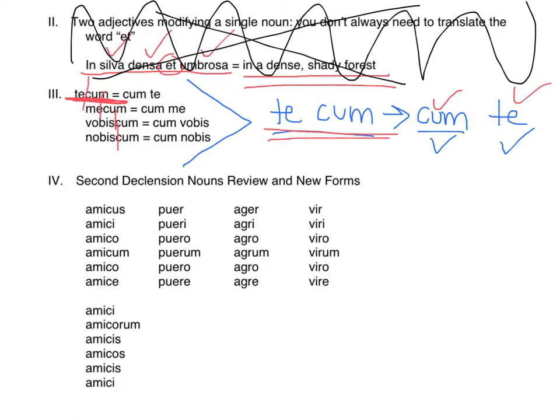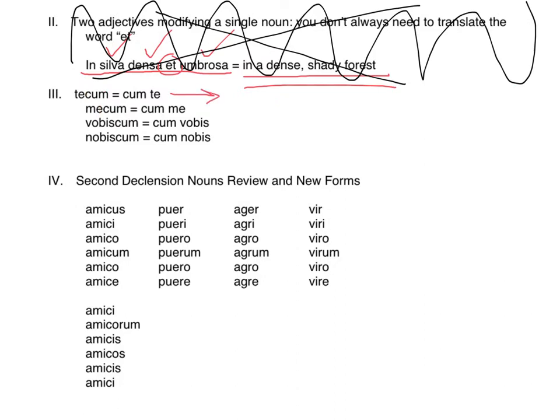However, you translate it as you would expect it to be translated. So when you see tecum, it means with you. That's not the word order Latin puts it in. Latin puts it in the reverse order. It says you with. Or mecum would be me with. But obviously that doesn't sound good in English translation. So you reverse the word order that the Latin puts the words in, and you translate the cum first.